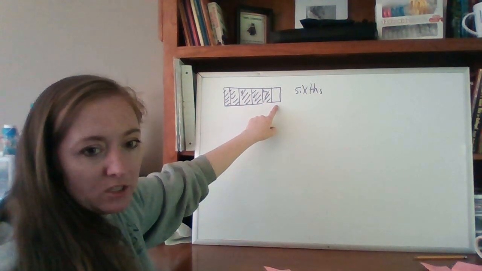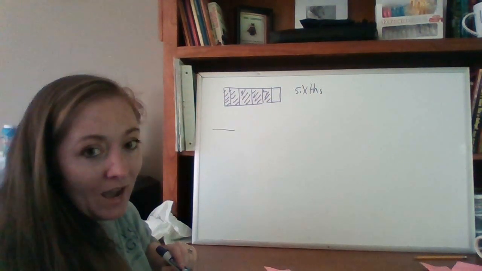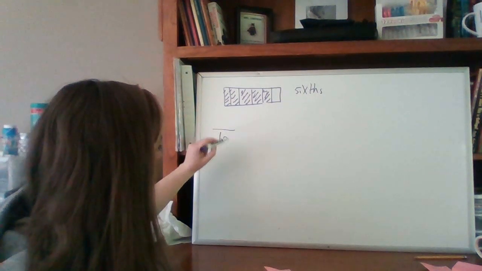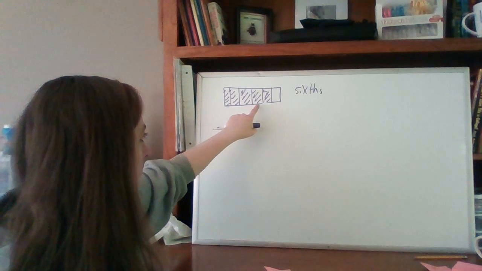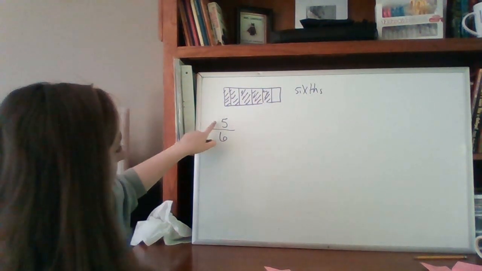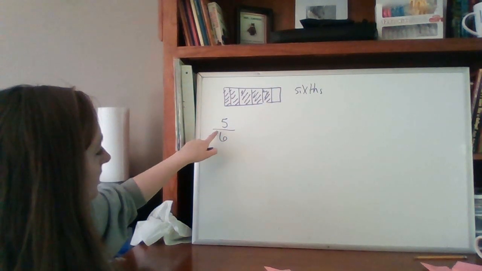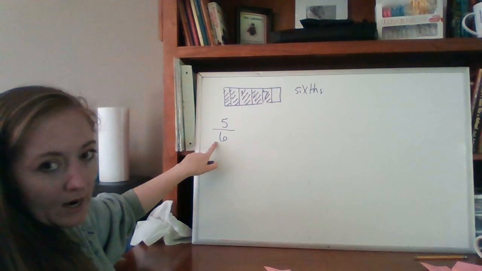That's what it's cut into. It's cut into 6 pieces. How many are shaded? 1, 2, 3, 4, 5. Great. So this fraction is 5 of 6. Part of a whole. Okay?